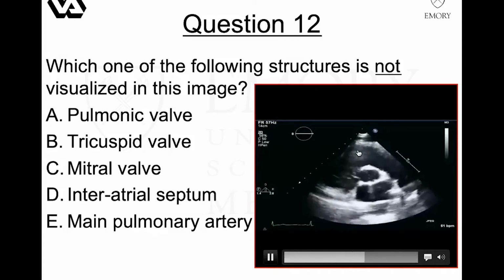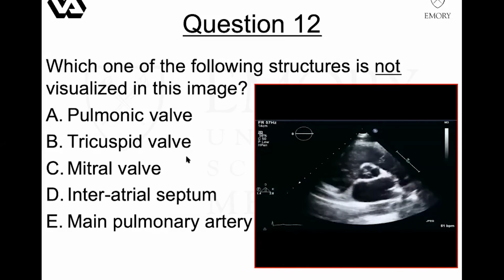This is the right atrium. This is the RV outflow tract. This is the left atrium. This is the interatrial septum. You do not see the mitral valve. Excellent.